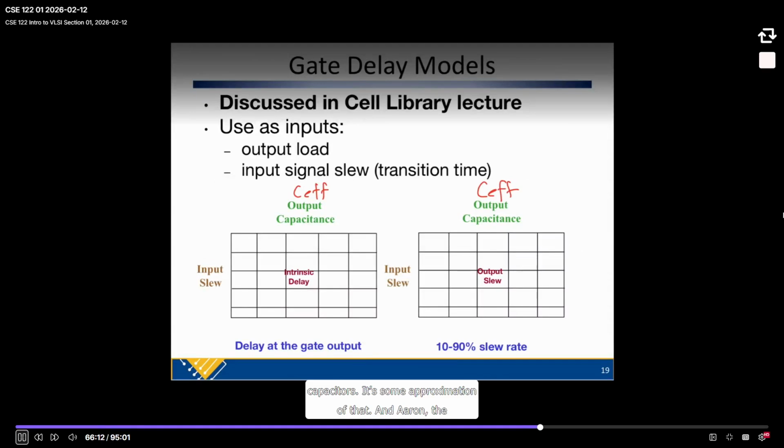And Aaron, the TH127, has a paper on actually using machine learning to predict the C effective of a tree. We actually just got accepted to a conference in April, I think. So that's a cool paper, because the algorithms to do it are pretty complicated and a little slow.